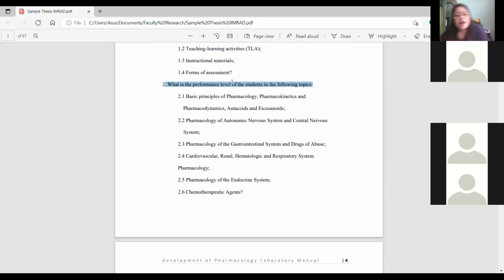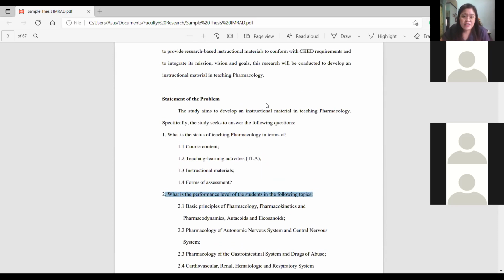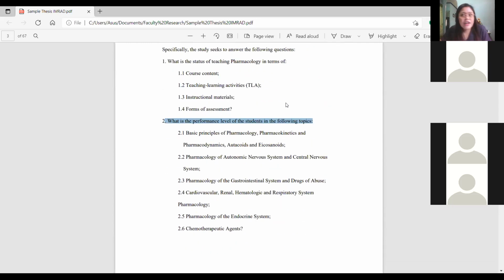So again, I included this question because I also believe that knowing the performance of the graduates when they took the pharmacology will also help me in developing the instructional material. So I get to know saan ang strength nila, saan sila mababa. So kung doon sila mababa, I can back it up with the instructional material that I'll be making. Okay? So again, ang mga questions should be related to the general problem and should help you achieve that general objective.